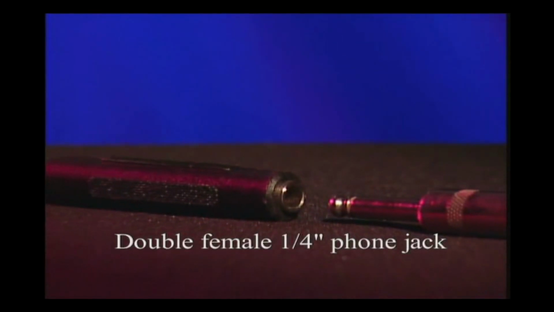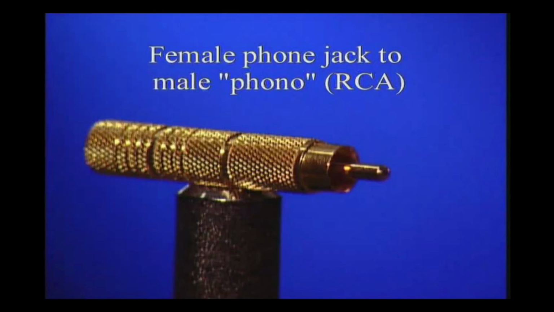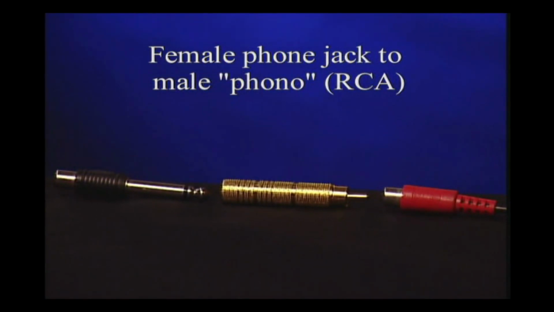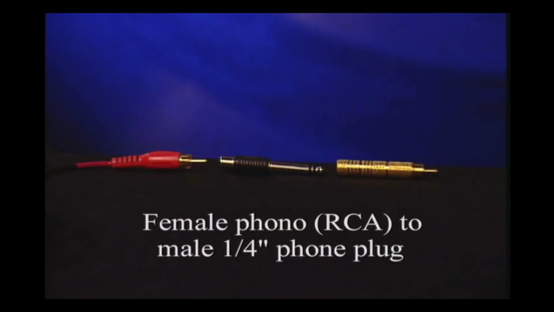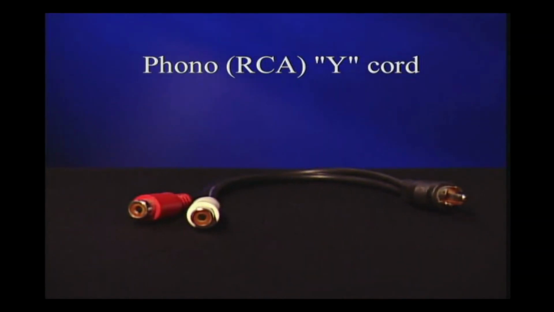This is a double female 1/4-inch phone jack which allows 2 1/4-inch plugs to be connected. Here's a female phono jack to male phono plug for tape deck inputs or outputs. The phono plug is also known as an RCA plug. This adapter is the reverse of that, a female phono plug to a male 1/4-inch phone plug. This is an RCA Y cord. It allows tape deck outputs or inputs to be joined with a single mixer input or output.